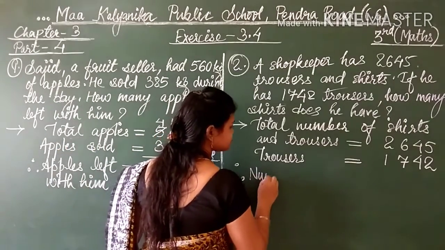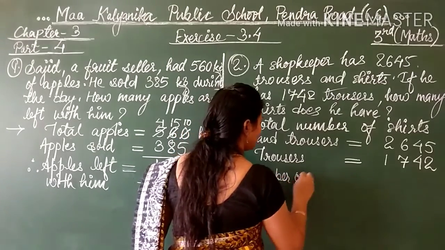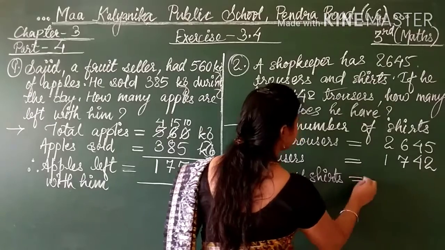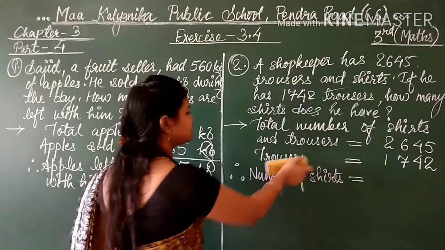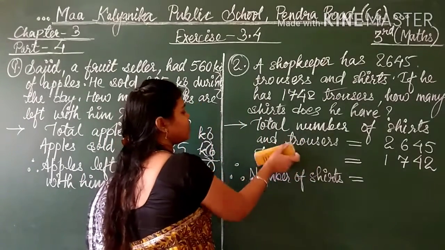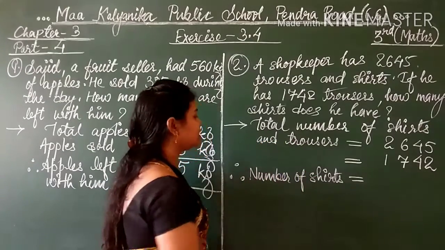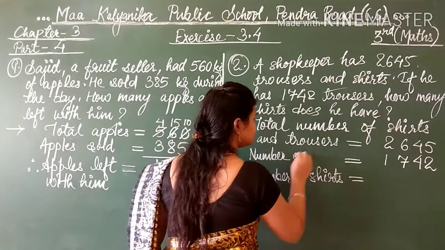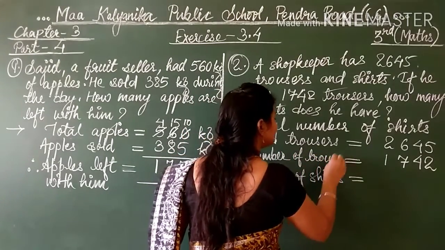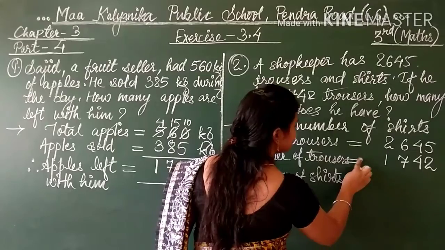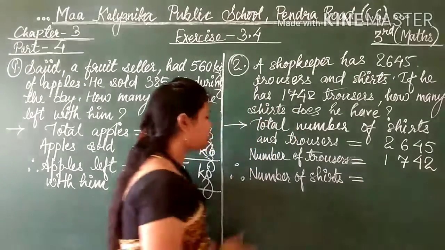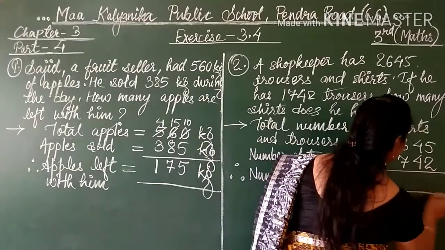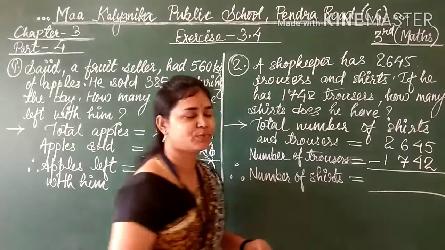So now number of shirts. So number of shirts, how much? Instead of directly writing the trousers, you can write the number of trousers. Okay, number of trousers. So number of trousers is given here, 1742. So now therefore number of shirts. How many shirts are there? So as I had told you, we will do subtraction here.